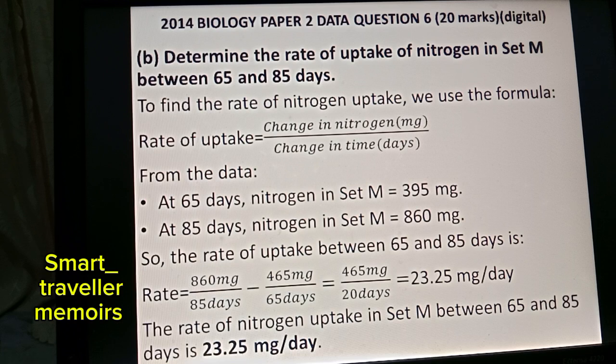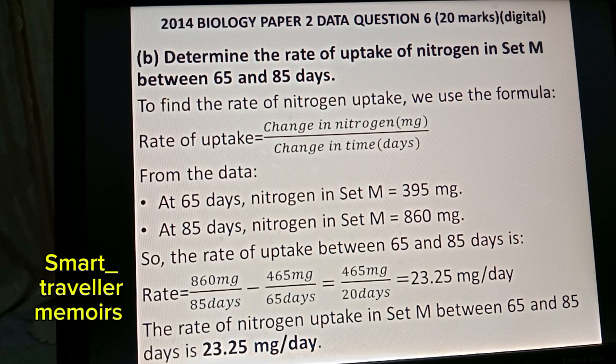So this is the way this is generated from the computer. To find the rate of nitrogen uptake, we use the formula: rate of uptake equals change in nitrogen over change in time.